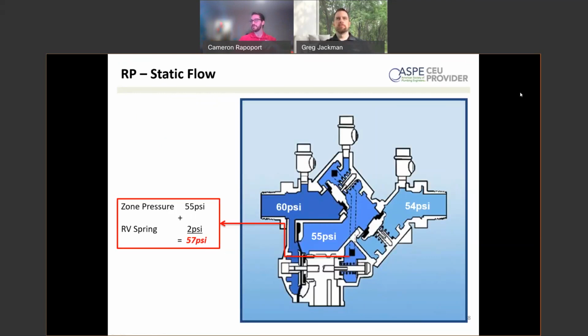I was saying flow arrows would be helpful. Yeah, we're flowing from left to right across here. Sorry.